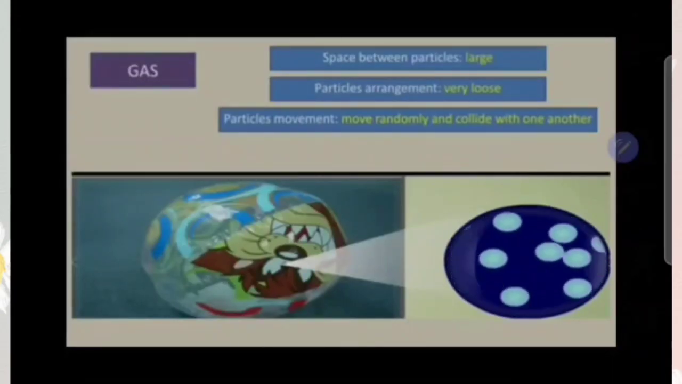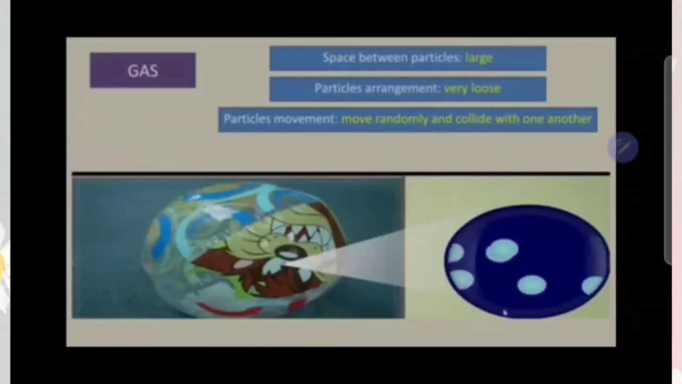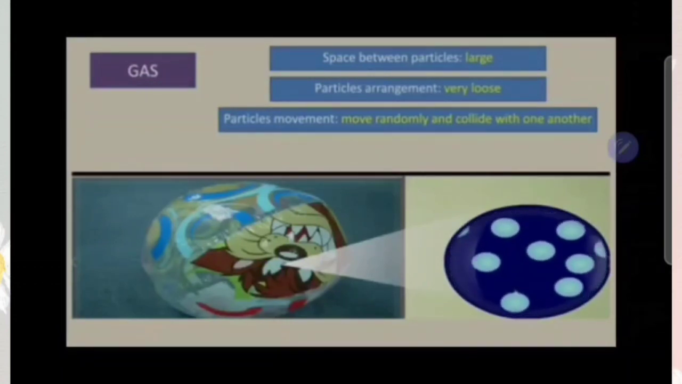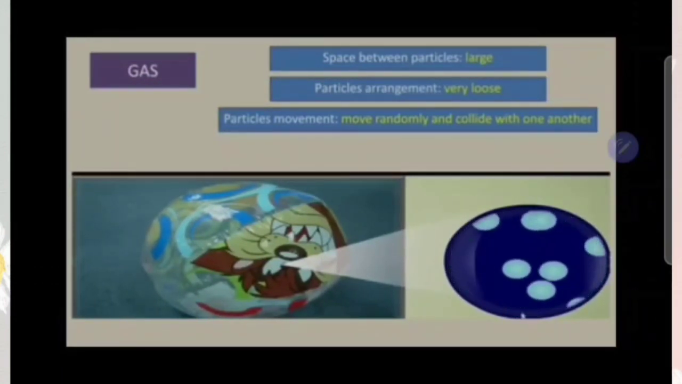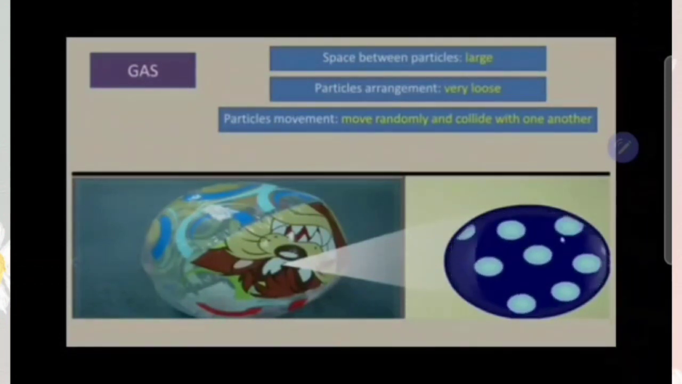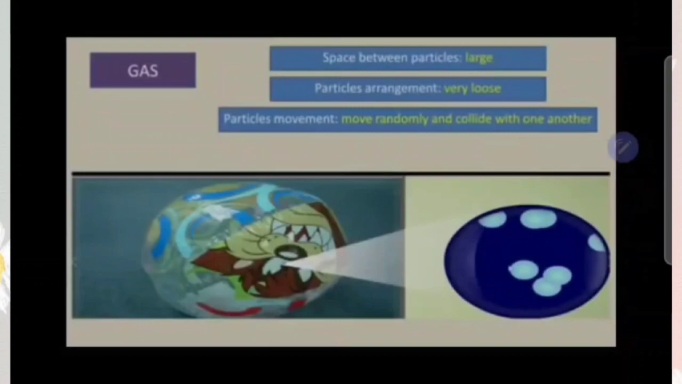As you guys can see in the video, the space between the particles of gas is very large, and the particle arrangement is very loose. That means they are very far from each other, and they move randomly and collide with one another.